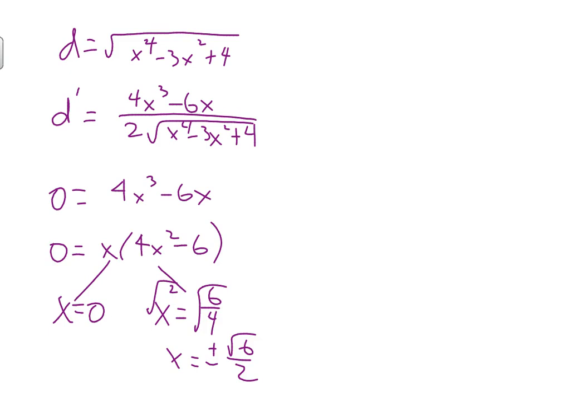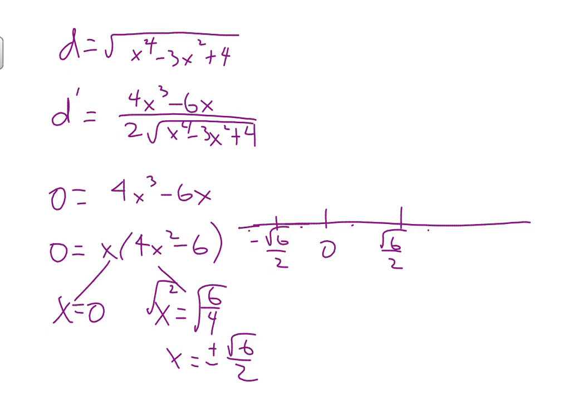And so I've got three values here. I've got 0, I've got the positive square root of 6 over 2, and I've got the negative square root of 6 over 2. All right? So now testing these values, I've got to test to the left, in between, and to the right. Okay? Well, let's see here. The square root of 6 would have to be 2 point something.